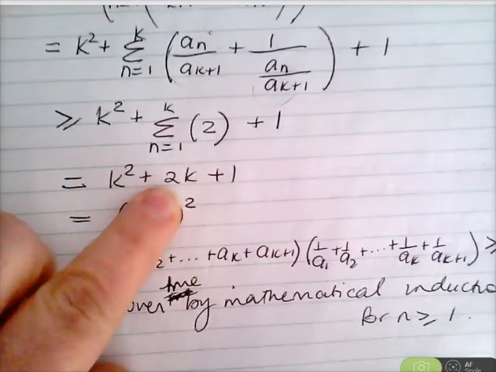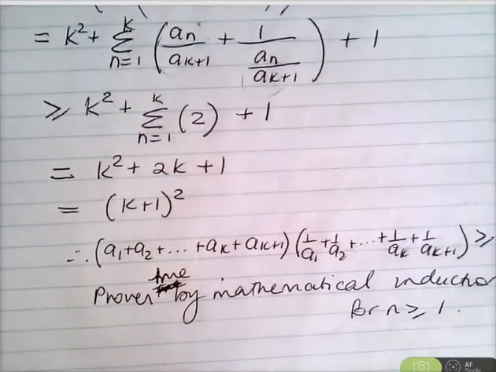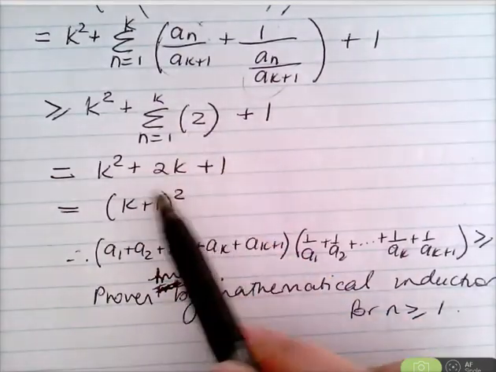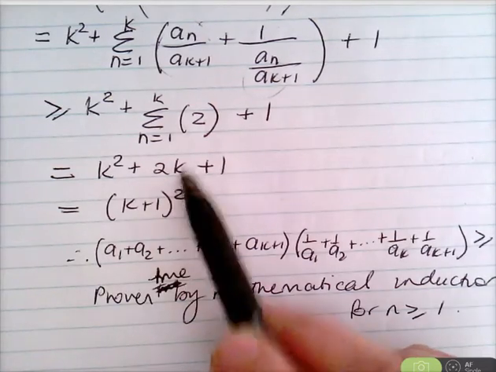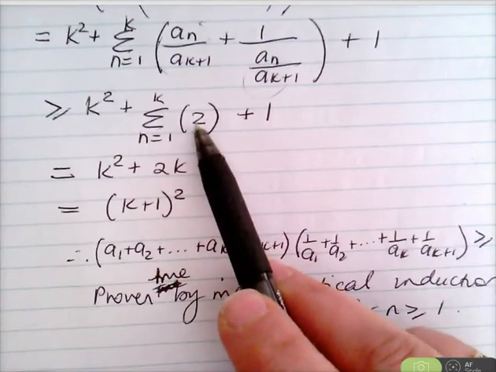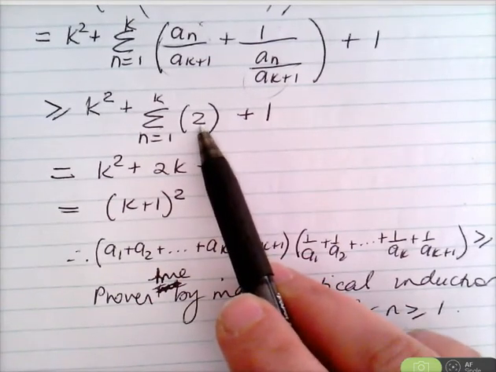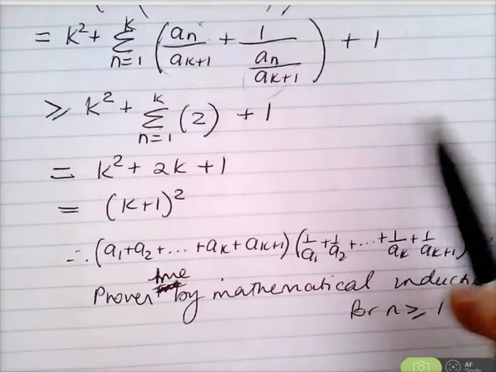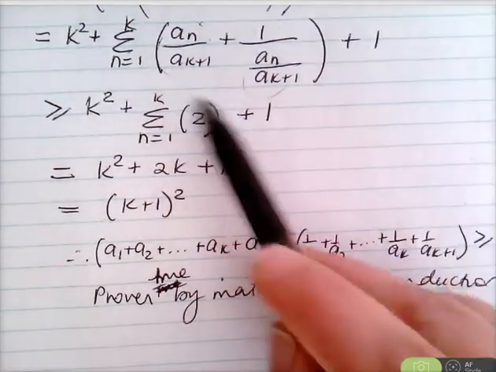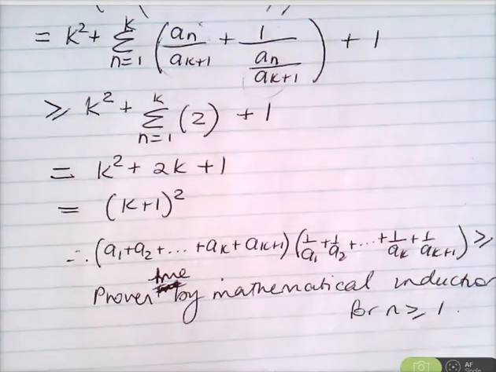Now just clarifying this 2k here: 2 is occurring k times, which is why it is 2k, 2 times k, because it's k lots of 2. So it's 2 plus 2 plus 2 plus 2 all the way up to k times, so therefore we get 2 times k. That's how we go from this step to that 2k.